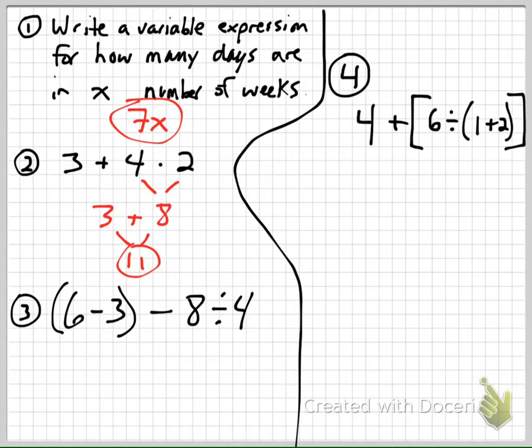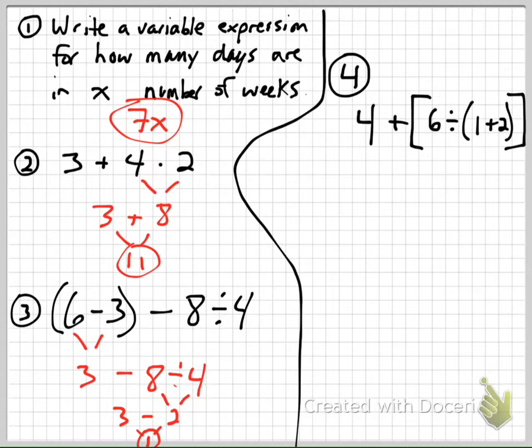Number 3. What is the order of operations again? First thing you look for is parentheses. Do you see any? Yes. Got to deal with that. 6 minus 3 is 3 minus 8 divided by 4. Okay. Any other parentheses? Any exponents? Multiply or divide? Oh, 8 divided by 4 is 2. 3 minus 2 is 1. The answer for number 3 is 1. You're all following this?